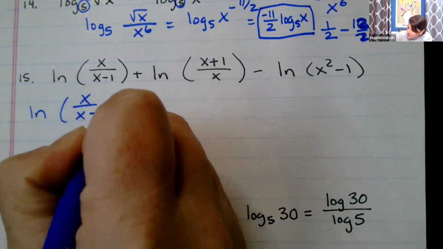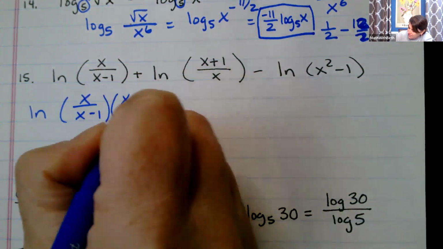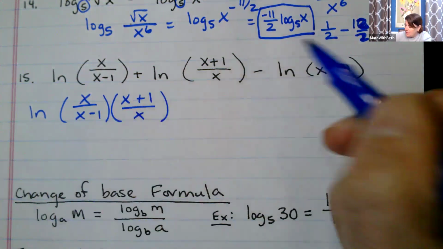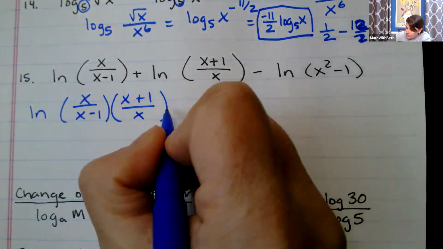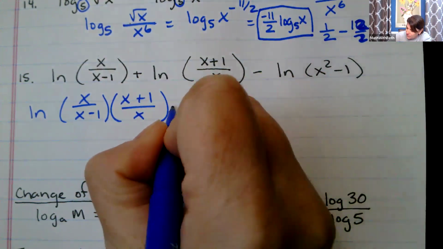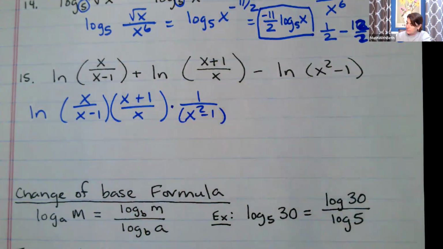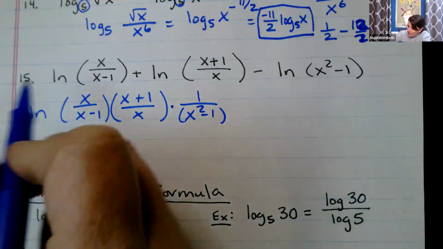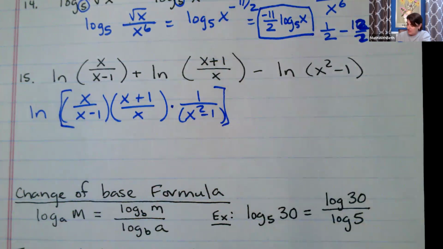ln of this first thing times this second thing, but then divided by this third thing. So instead of dividing, I'm just going to do times 1 over, since we got a lot of fractions here. So now all of this can probably be reduced some, right?